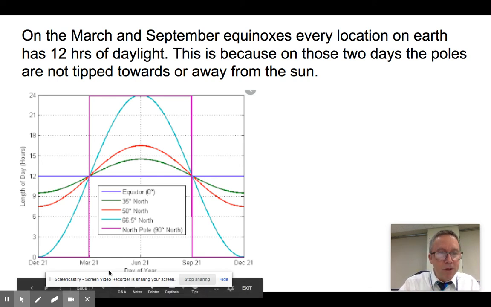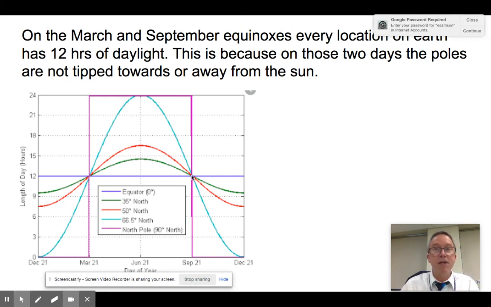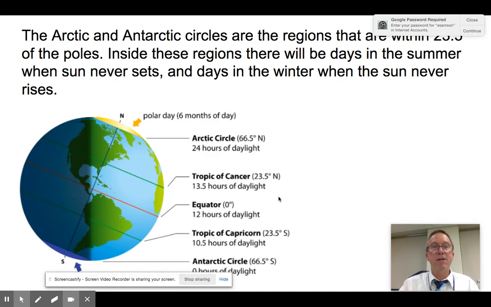Now, on the equinox, though, if you'll notice, every place on the planet has the exact same number of hours, 12 hours. That's what equinox means: equal night. And that's the day when the axis is neither tipped towards nor away from the sun.